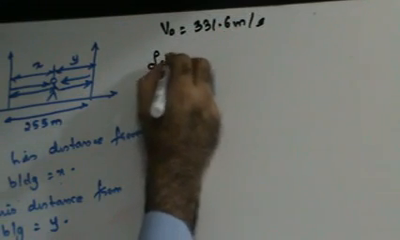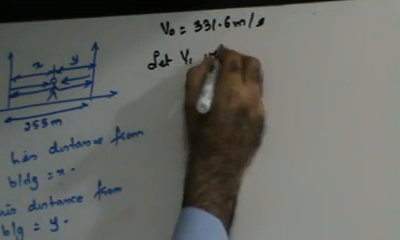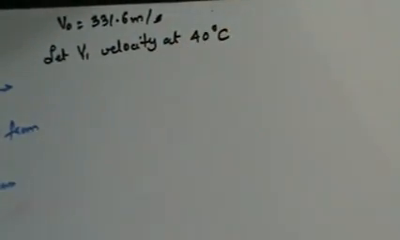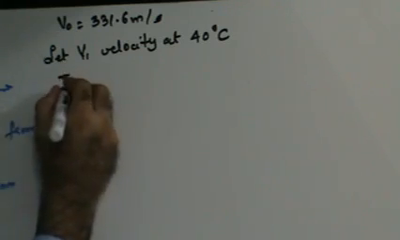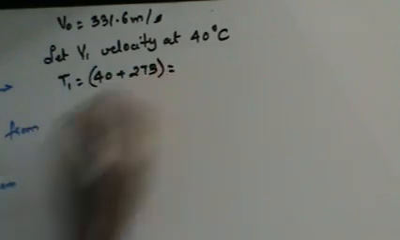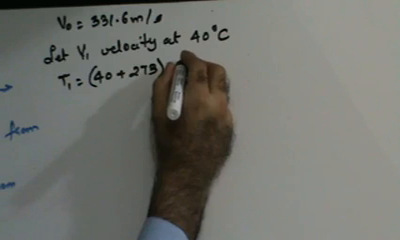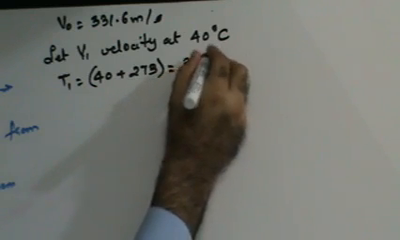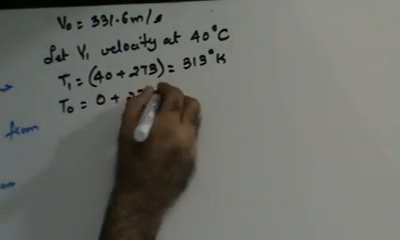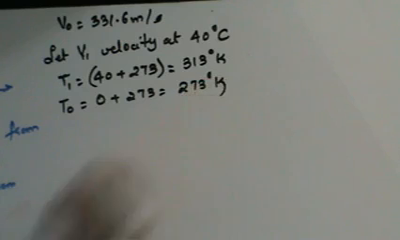Now let us assume that V1 is the velocity at 40 degrees centigrade. Now remember, whenever you are doing temperature, you first have to convert temperature into the Kelvin scale. To convert it into Kelvin scale, you add 273. So that is going to be 313 degrees Kelvin. T0 is 0 degrees centigrade plus 273, so 273 Kelvin. So you know T0, you know T1.